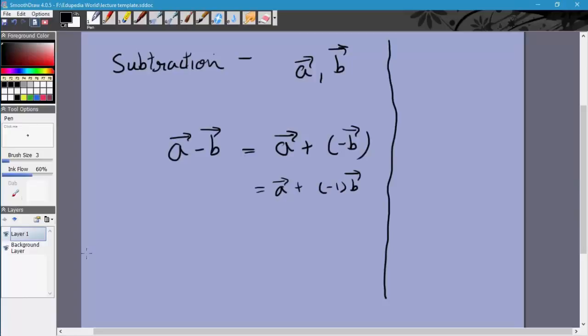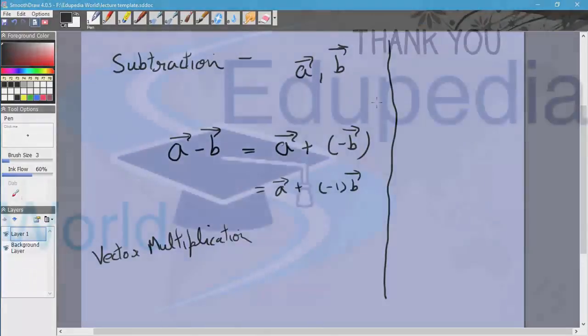Now what is left is the concept of vector multiplication, which means not multiplying of a scalar with a vector, but multiplying of two vectors together. And there are actually two ways you can multiply two vectors together. We'll do it in the next video, and we'll follow the same format we did in this video. We'll do both the vectors in the magnitude direction form as well as in the component form.